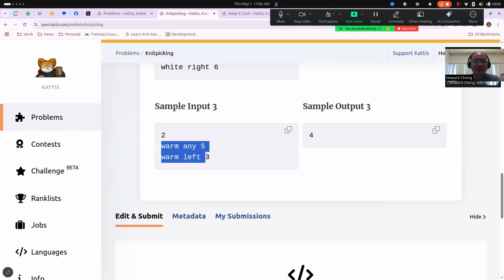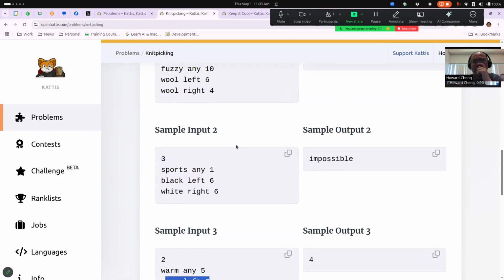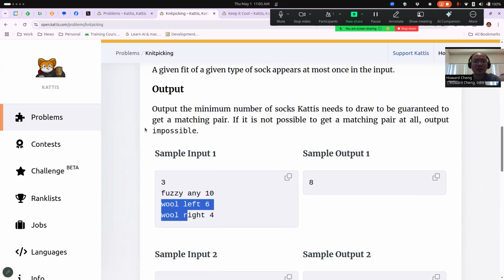Now, there's another way here. Any and left, right? Any, you can only pick one of them. But left, you can pick three of them and still not have a matching pair. So basically, there are two problems. The first problem is we have to figure out for each type of socks how many left, right, and any there are. So you have to have some way of grouping things that are the same name together. And then the other thing is once you have the correct numbers for each type, you have to go through the types and then figure out what you can do.